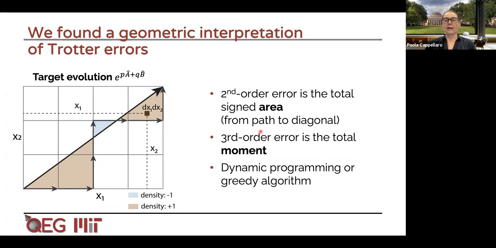But we can also associate a geometric quantity to the third order error, which makes things even easier. This is associated with the moment with respect to, again, the x-axis and this diagonal. And so we can calculate geometrically the expected error up to third order, which is typically good enough to have a very good approximation. Then we can use dynamic programming to obtain the absolutely optimal path with respect to the third order. Or we can use a greedy algorithm to obtain a pretty good path, which is not optimal in terms of the third order error, but can already achieve very good results.